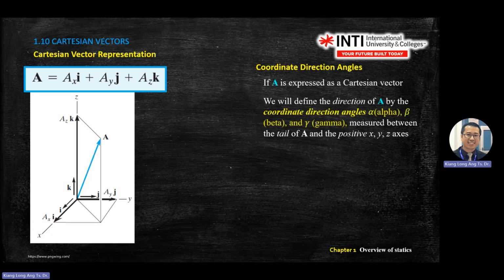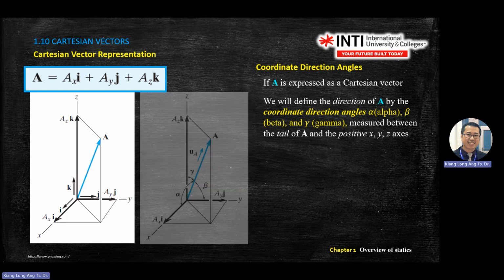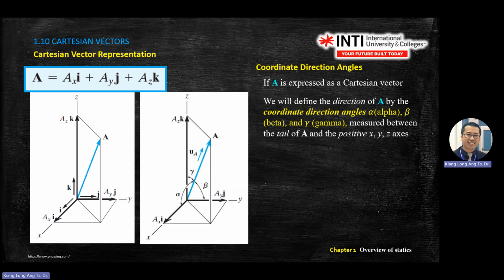Okay. So in Cartesian, you can label the direction by alpha, beta, gamma. In Cartesian, there are three directions. Which is alpha. Alpha means from the resultant to the x-axis. Okay. Alpha angle is the resultant to the x-axis. Beta is the resultant to y-axis. Gamma is resultant to z-axis.